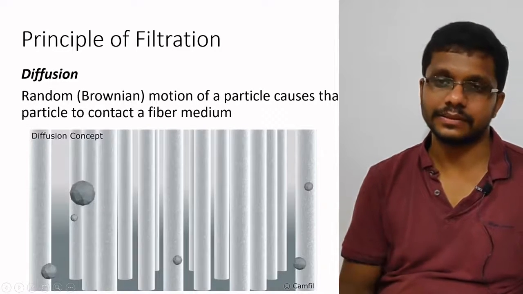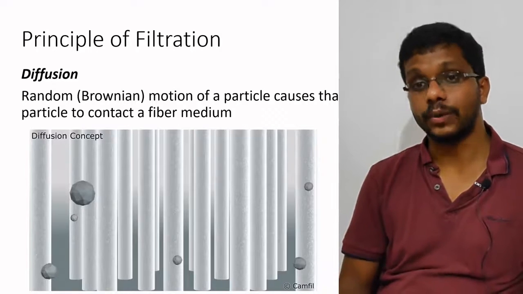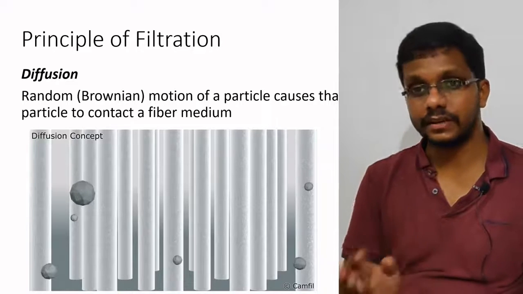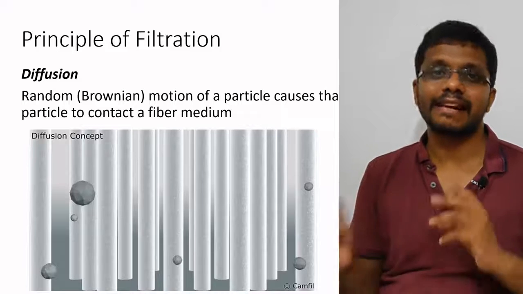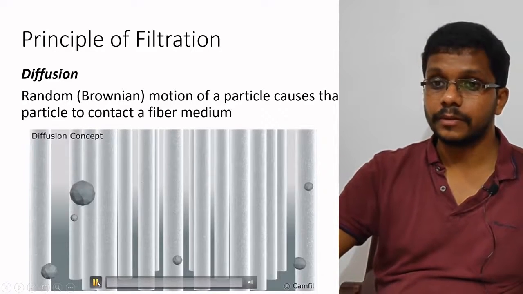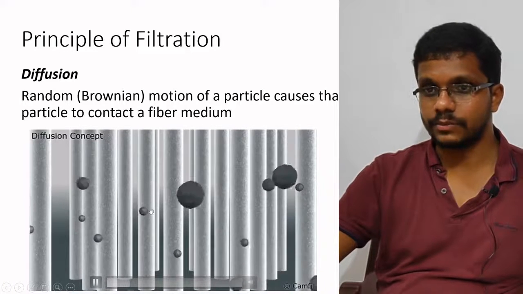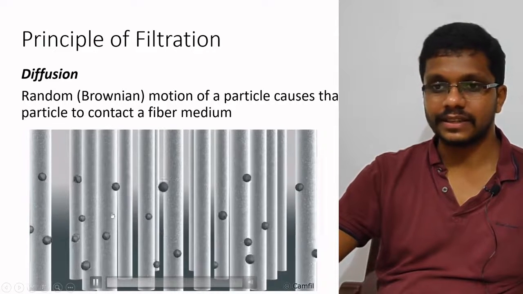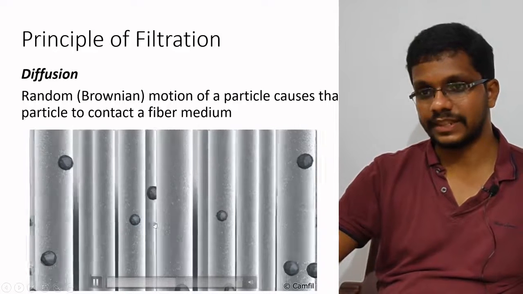Next is diffusion. So we have something called Brownian movement. The particles in the liquid media will move very randomly and very quickly. Because of this movement, they get trapped in some of the filter media. So that's called diffusion. Here the particles are moving here and there, randomly. Because of this random movement, they will get accumulated in the filter media. Once it is attached, it won't detach.